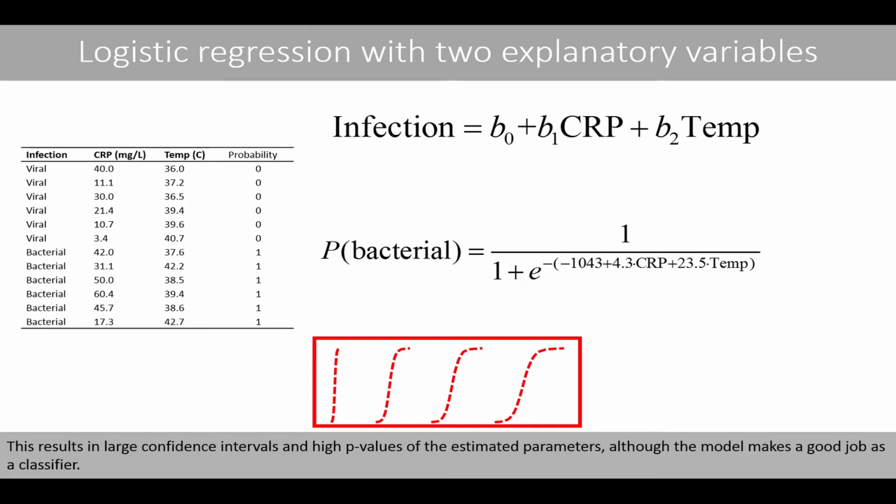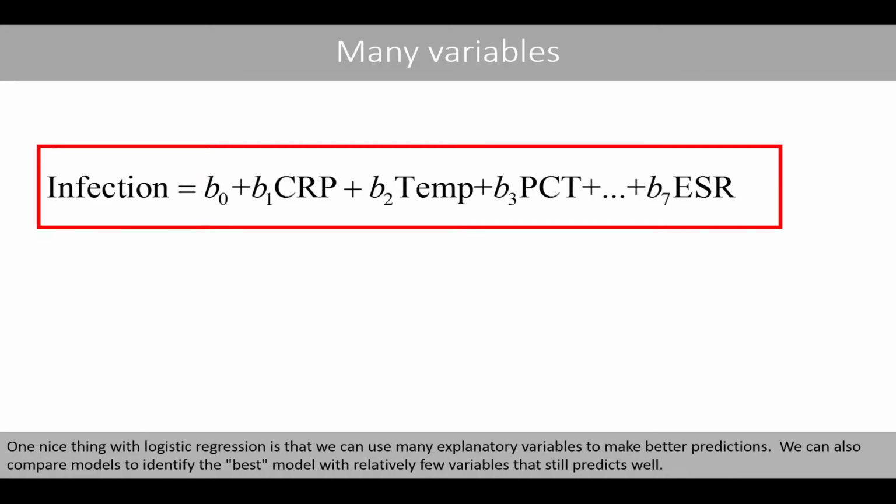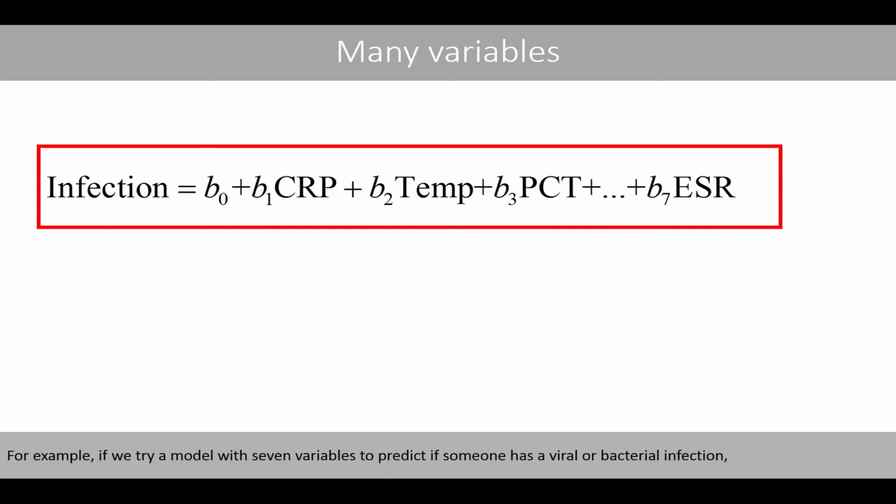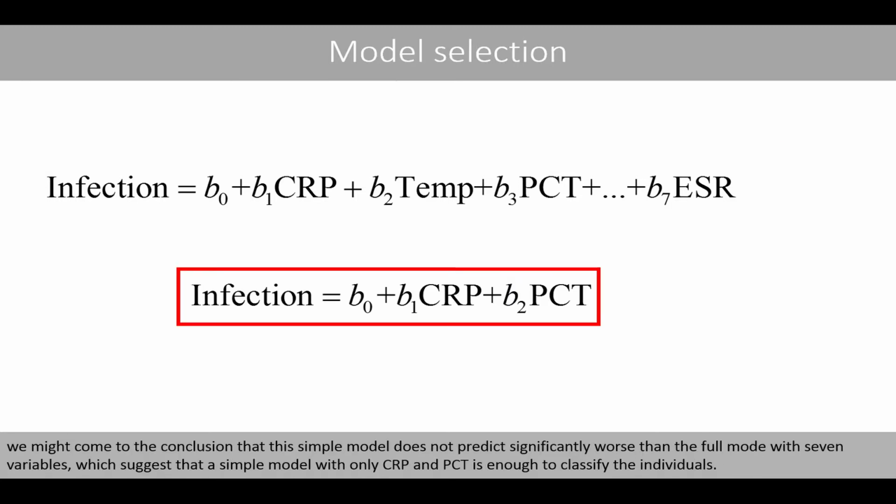One nice thing with logistic regression is that we can use many explanatory variables to make better predictions. We can also compare models to identify the best model with relatively few variables that still predicts well. For example, if we try a model with 7 variables to predict if someone has a viral or bacterial infection, we might come to the conclusion that this simple model does not predict significantly worse than the full model with 7 variables, which suggests that the simple model with only CRP and PCT is enough to classify the individuals.